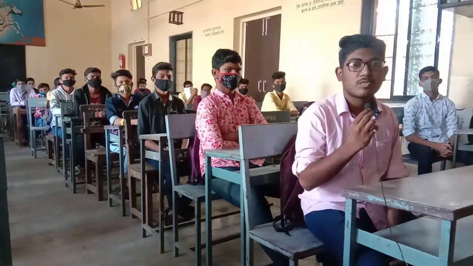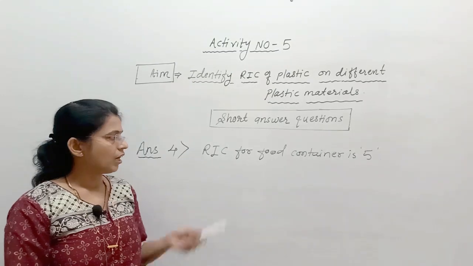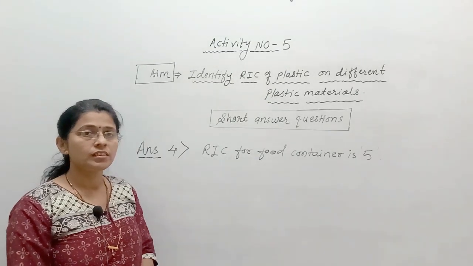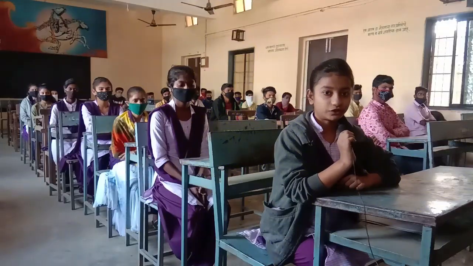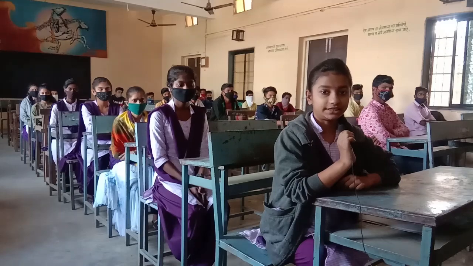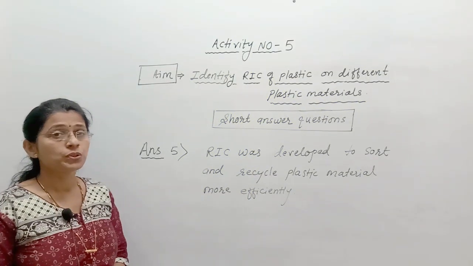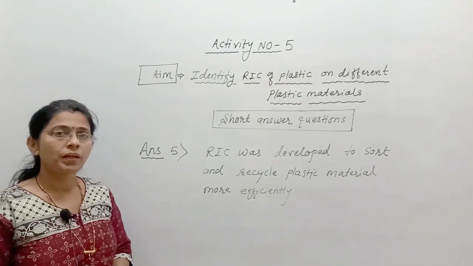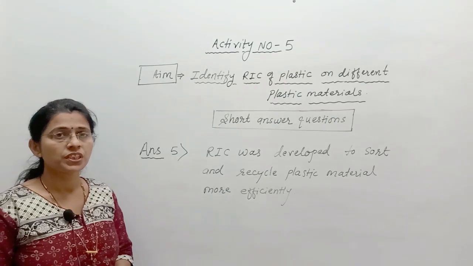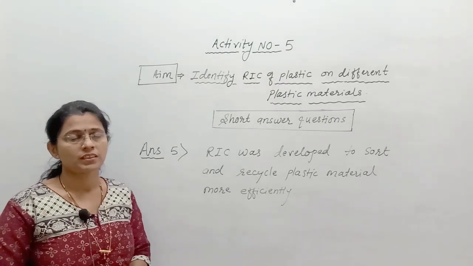Which is the RIC for food containers? We have seen that the RIC for food containers is 5. What was the purpose for the development of RIC in 1988? RIC was developed to sort and recycle plastic material more efficiently by the workers in the plastic industry.